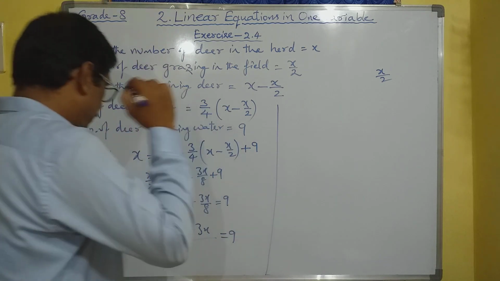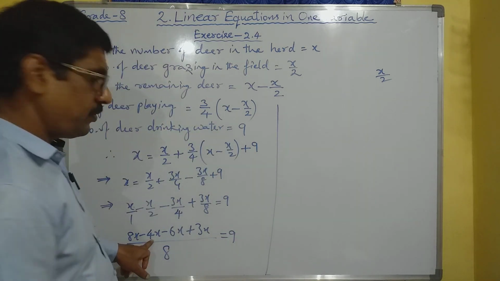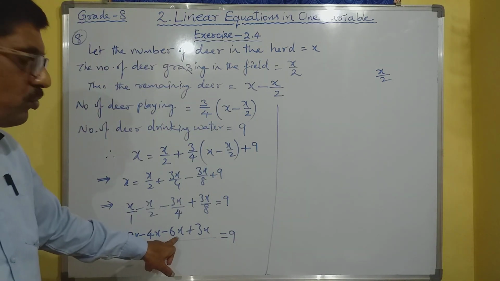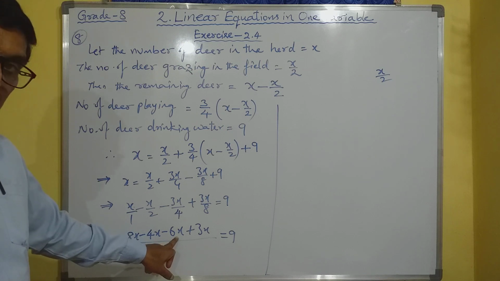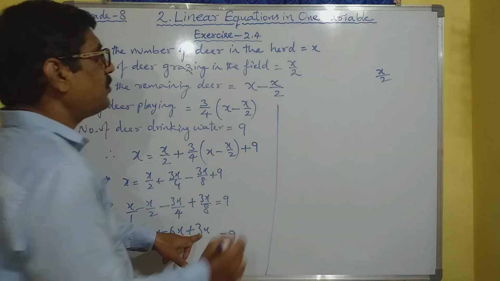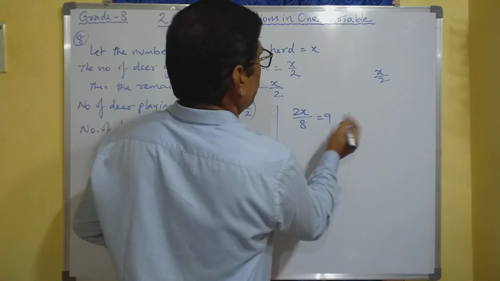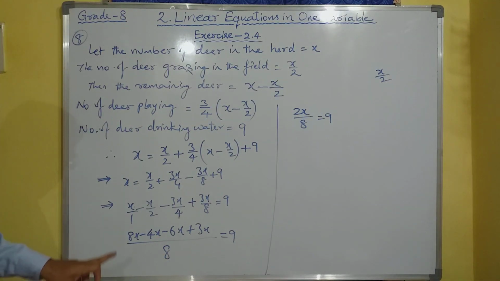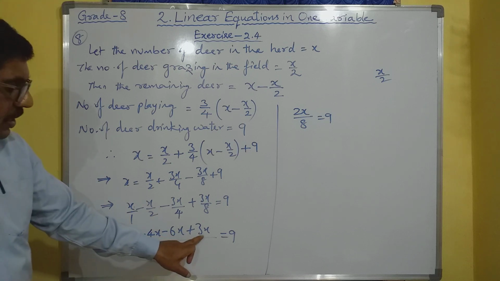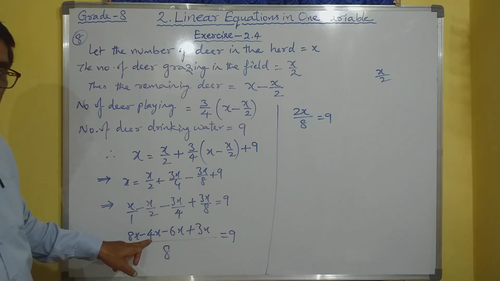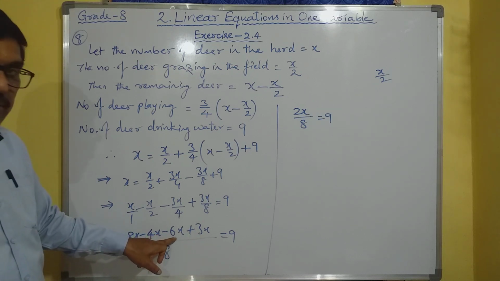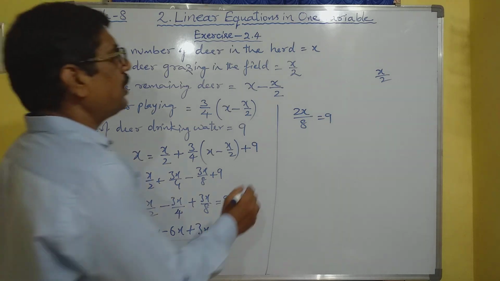Now look at this. 8x minus 4x is 4x. 4x minus 6x is minus 2x. Minus 2x plus 3x is x by 8 equal to 9. Once again, let us add the positive values first, otherwise 8x plus 3x is 11x. 11x minus 4x is 7x. 7x minus 6x is x. x by 8 is equal to 9.